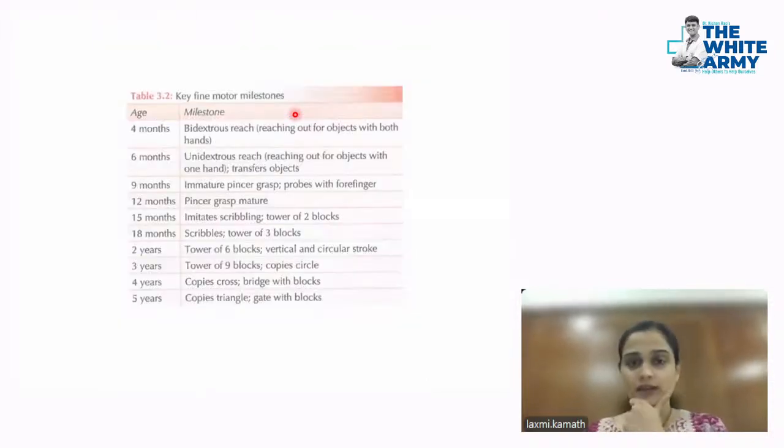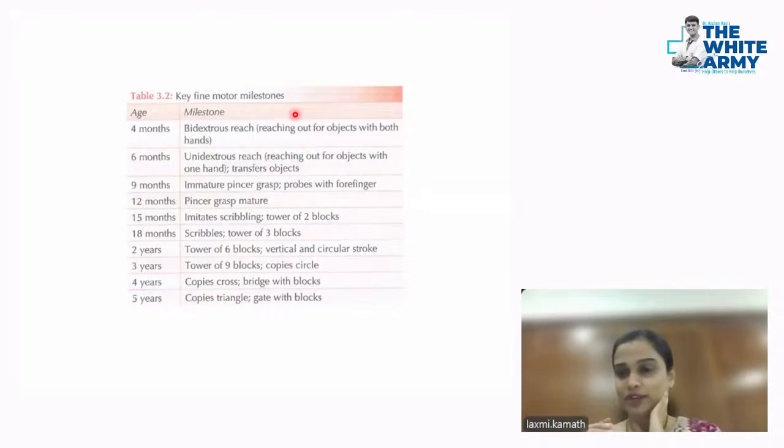Next, coming to fine motor milestones. Now, fine motor means the usage of hand and the skills to draw or scribble. So this is your fine motor milestone. Like I told you, the palmar grasp should disappear to get the bidextrous approach. So by 4 months, the child will try to grab something that is coming its way. That is called the bidextrous approach.